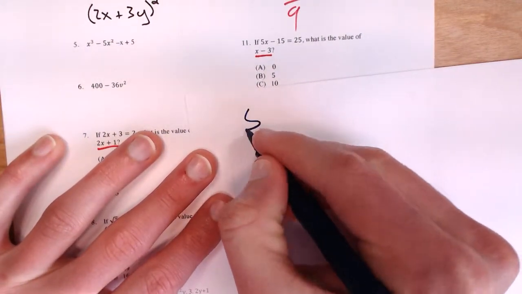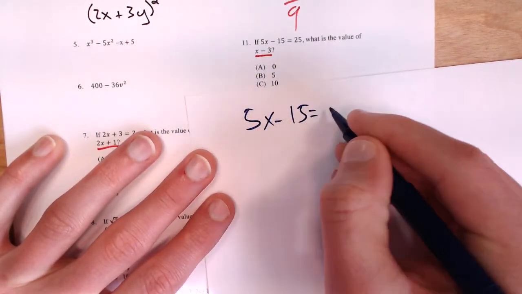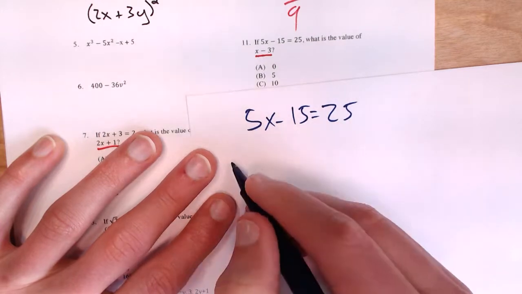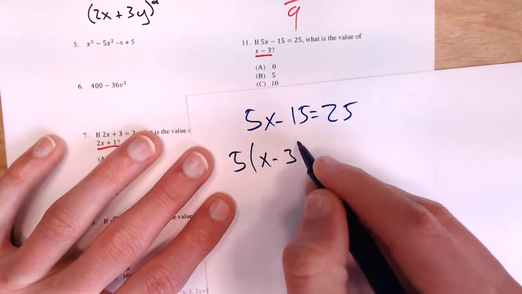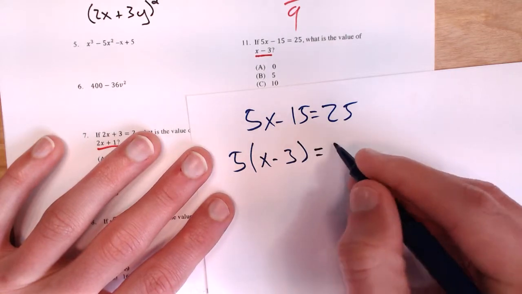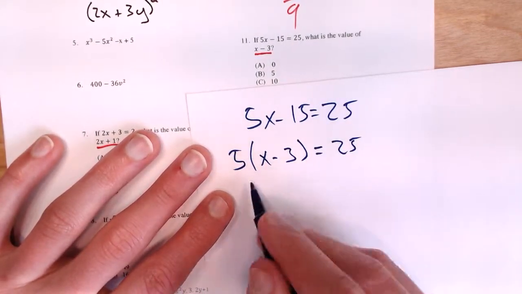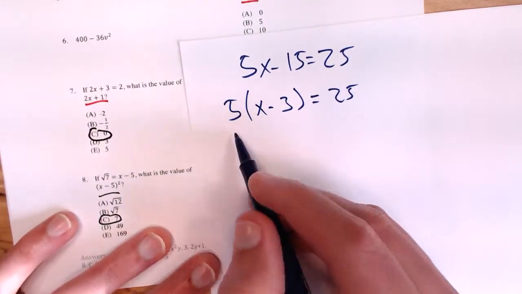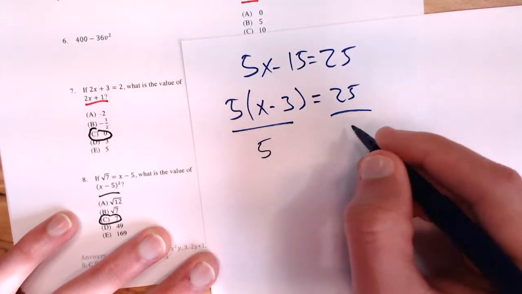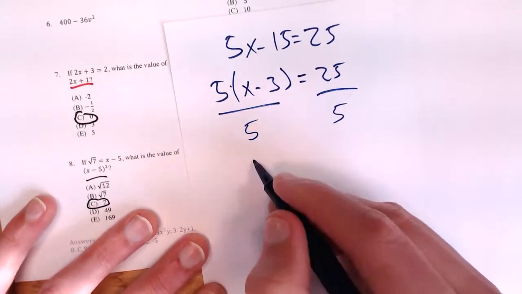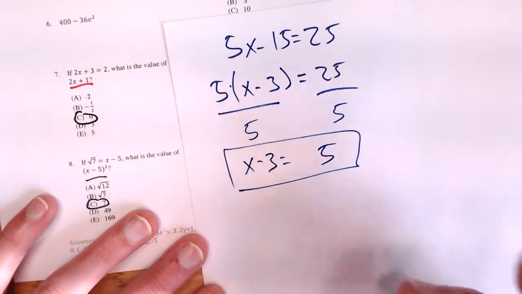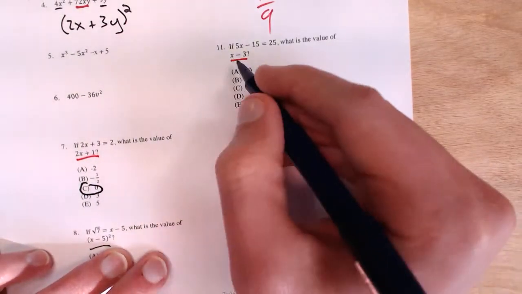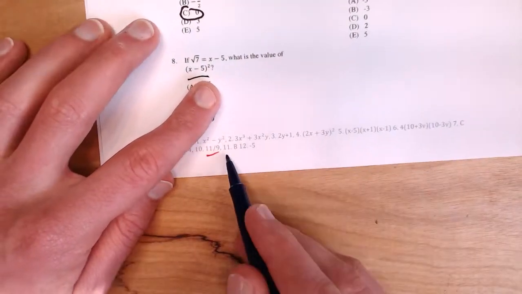So I have 5x minus 15 equals 25. I can factor out a 5 from this side, so I get 5 times, oh, and look at that, I get 5 times x minus 3 equals 25. That's what I'm looking for. So to totally solve for this, I'll divide both sides by 5, because it's multiplied here, and I will get x minus 3 equals 5. Alrighty. And that is answer choice B, and that matches my key.